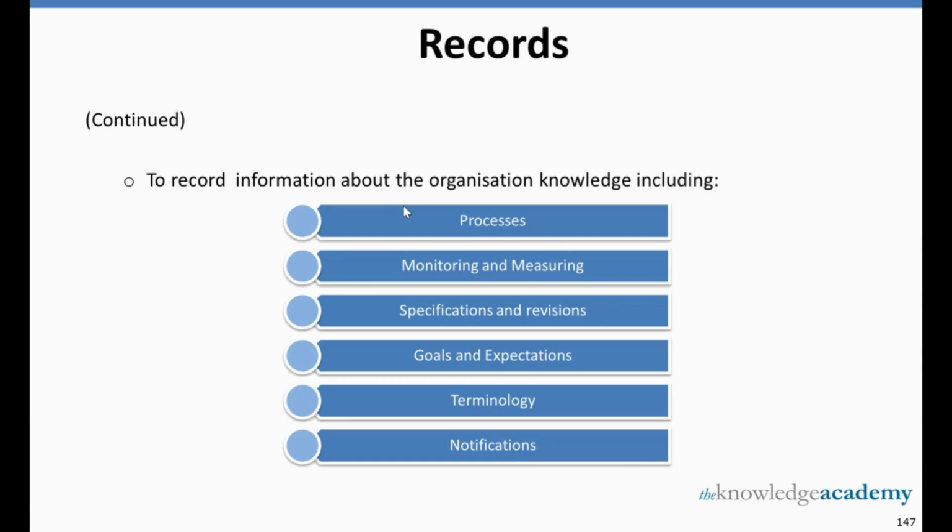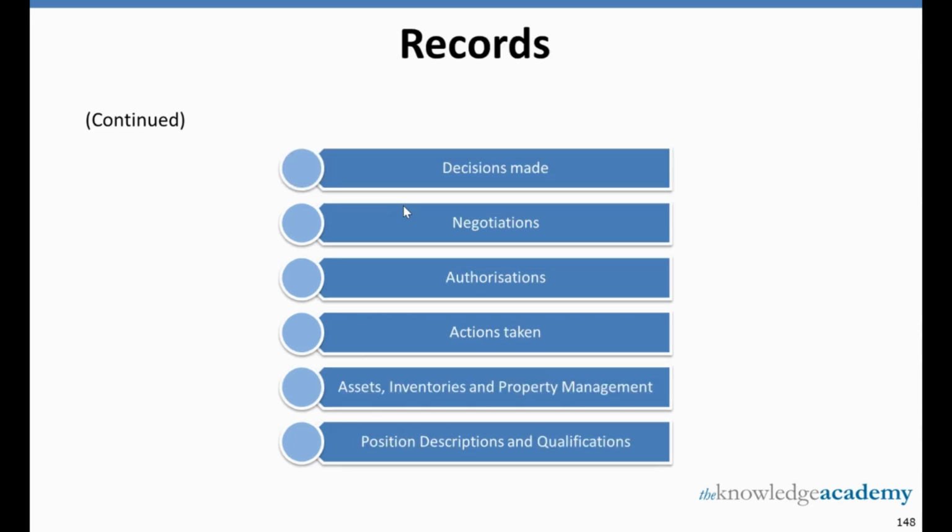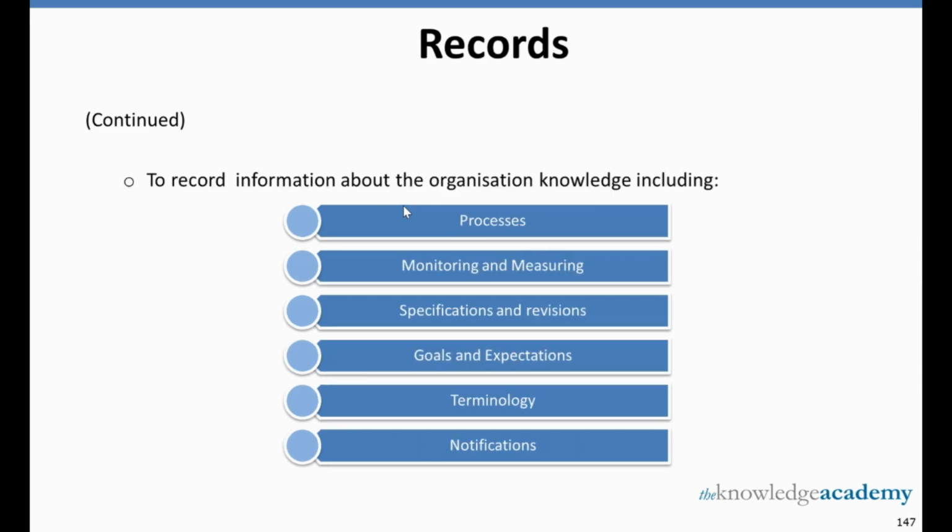To record information about the organization's knowledge, including processes, monitoring and measuring specifications, revisions, goals and expectations, terminology, notifications, decisions made, negotiations, authorizations, actions taken, assets, inventories and property management, position descriptions and qualifications. So all these things are required to be maintained as information or a record.